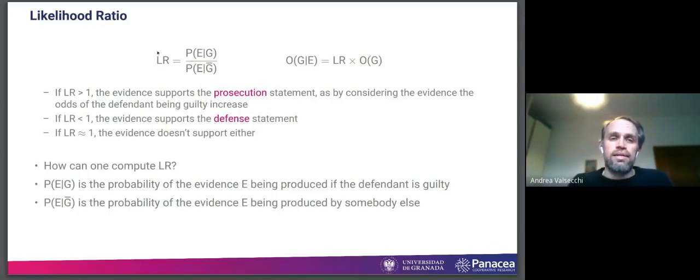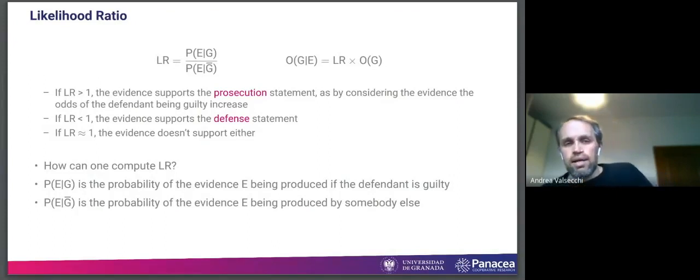On the other hand, if the likelihood ratio is lower than 1, then the opposite happens. The odds get multiplied by a number less than 1, so they become smaller. And finally, if the likelihood ratio is roughly 1, then the evidence doesn't really change anything. Okay, so that's the interpretation. The bigger the likelihood ratio, the more the support for the prosecution, and the smaller the likelihood ratio, the bigger the support for the defense statement.